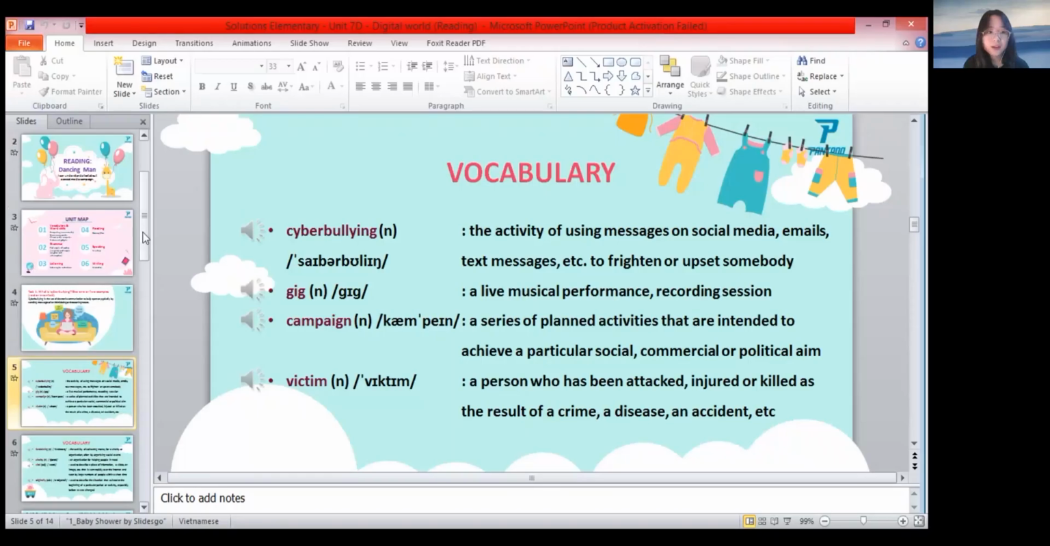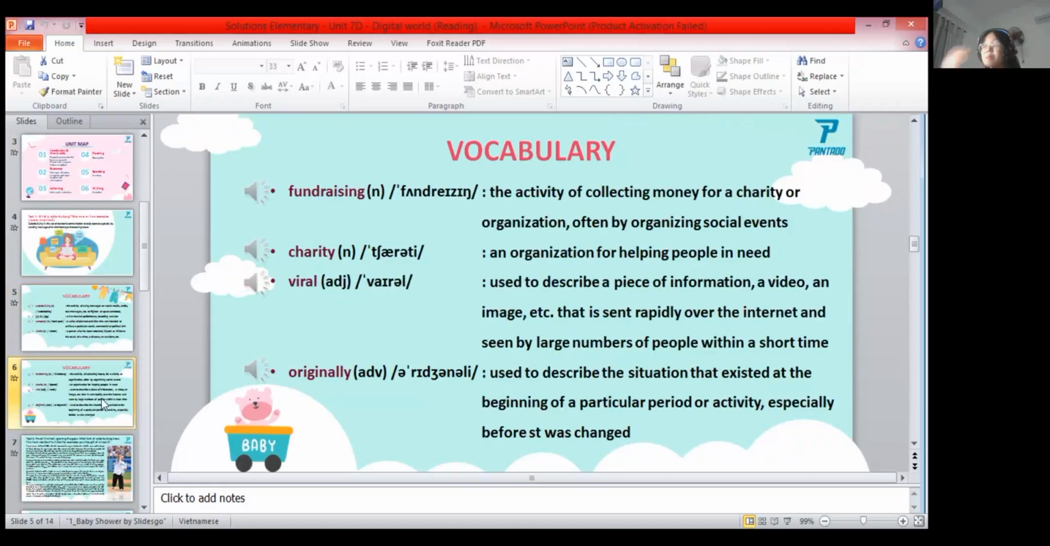Okay. The next word we have is fundraising. Pronounce it for me, please. Fundraising. Okay, so we have two words that are combined, which are fund and raising. Fund means the activity of collecting money for a charity organization.